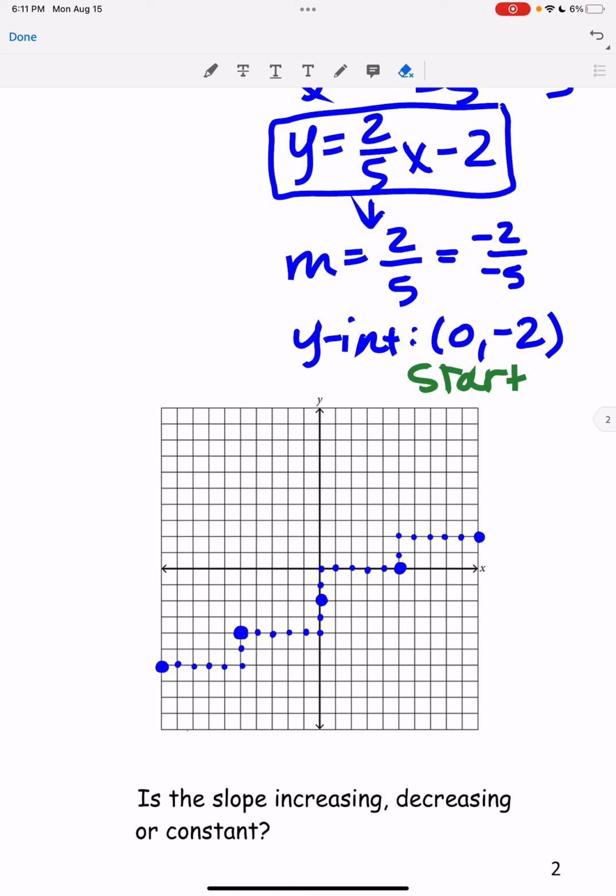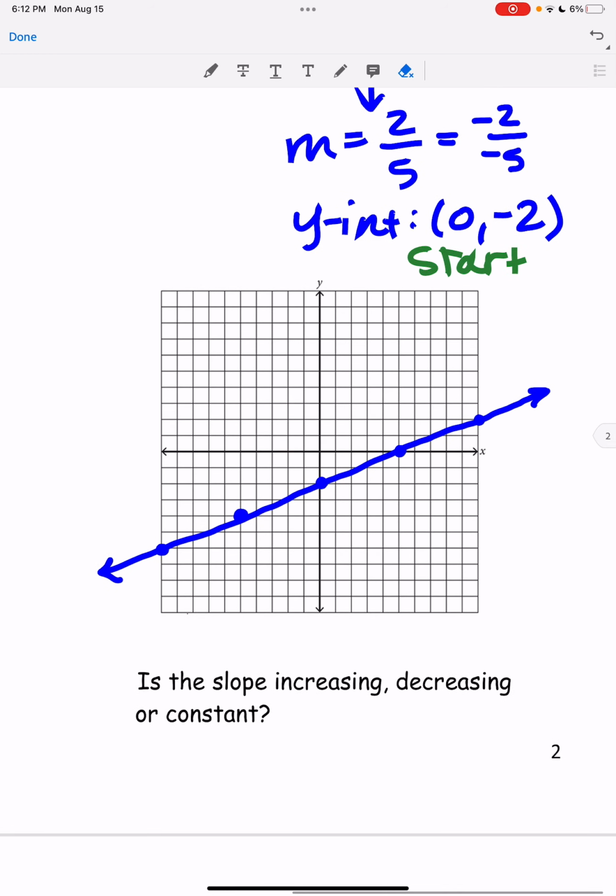Now, of course, when you're graphing, you're not going to have all those dots in between. I just have those dots so you can see the movement that I'm taking. So yours should not have these dots. Okay. And is the slope increasing, decreasing, or constant? You can see here that my slope is positive, or you can see here that my line is going up, so it is increasing.